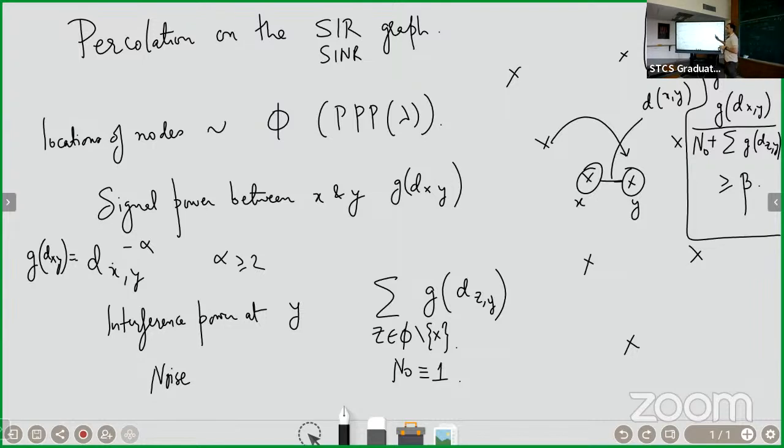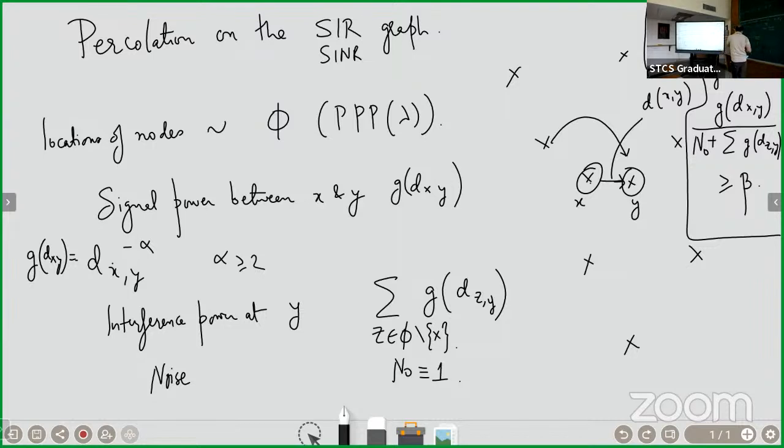This is clearly directed. That much is clear, that this is producing a directed graph. If an edge exists between this and this, it does not mean that the reverse edge exists. Because the signal power will be the same, but the interference received at this point might be very different. So this is producing a directed graph. That's the first thing where we're departing from our usual Gilbert's model.